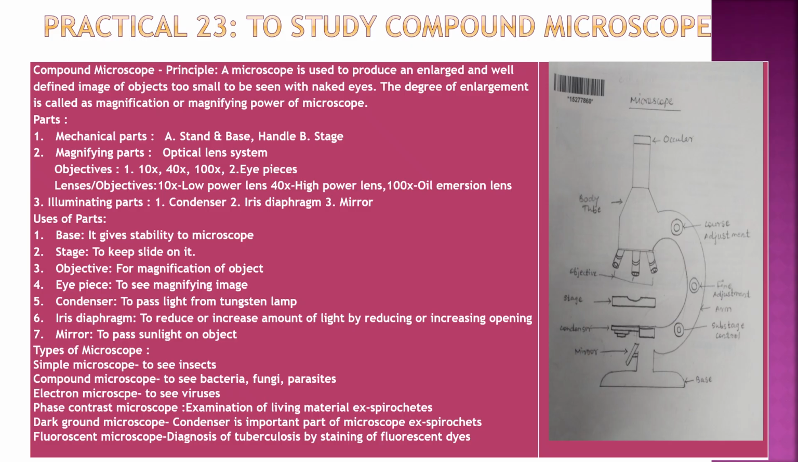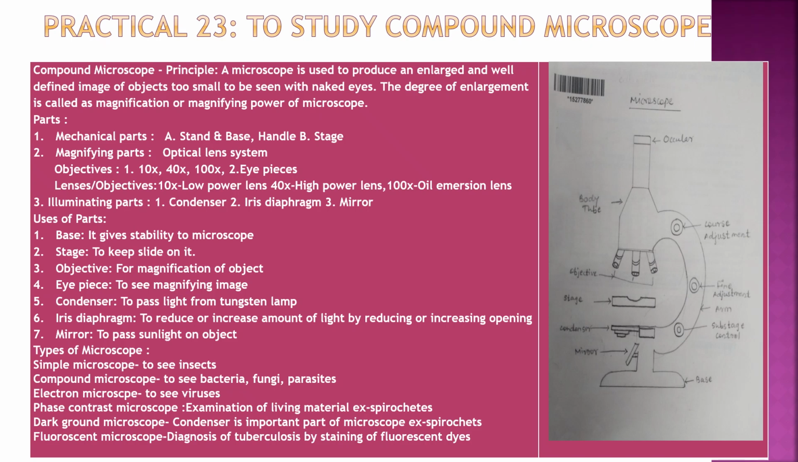Parts are mechanical parts: base, stand, handle, and stage. Magnifying parts: optical lens system, objectives 4x, 10x, 40x, 100x, and eyepieces. The 10x is low power, 40x is high power, 100x is oil immersion lens, and 4x is the scanner. Illuminating parts: condenser, iris diaphragm, and mirror.